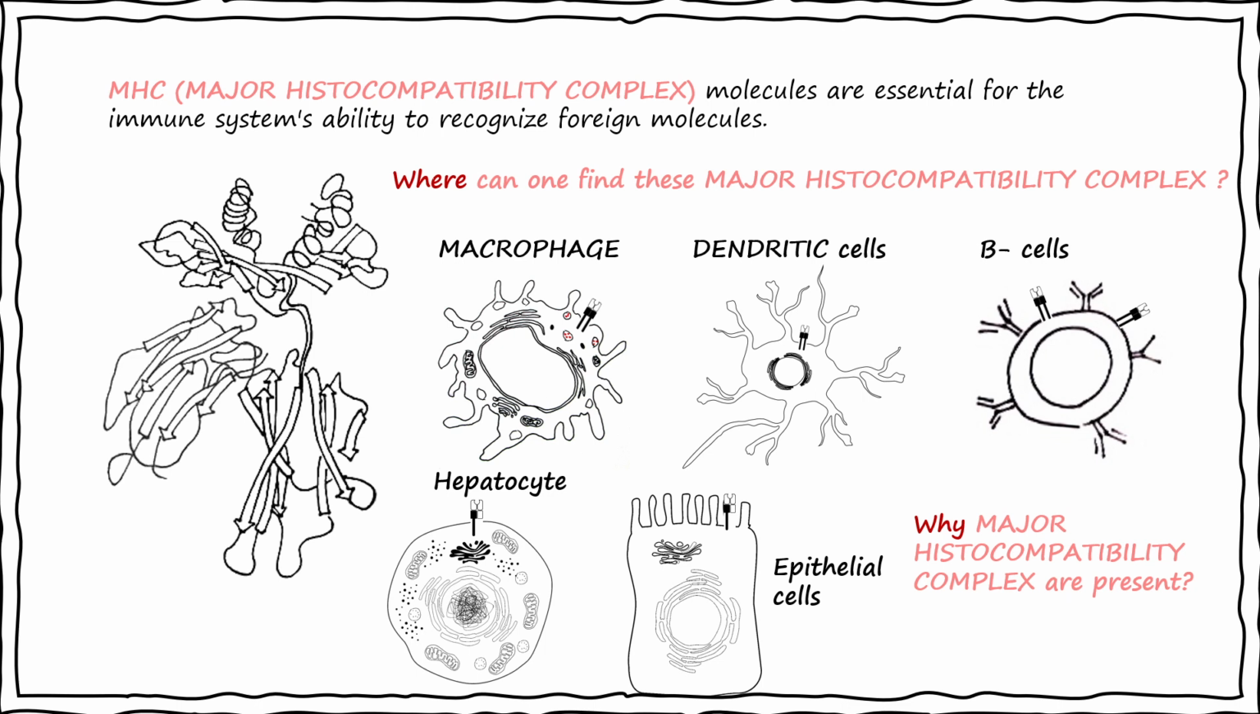The big question is why major histocompatibility complexes are present on the surface of the cell. What is their function? And what if they are not present on the cell? What functional ability of these cells would be compromised? So let us understand these in detail.